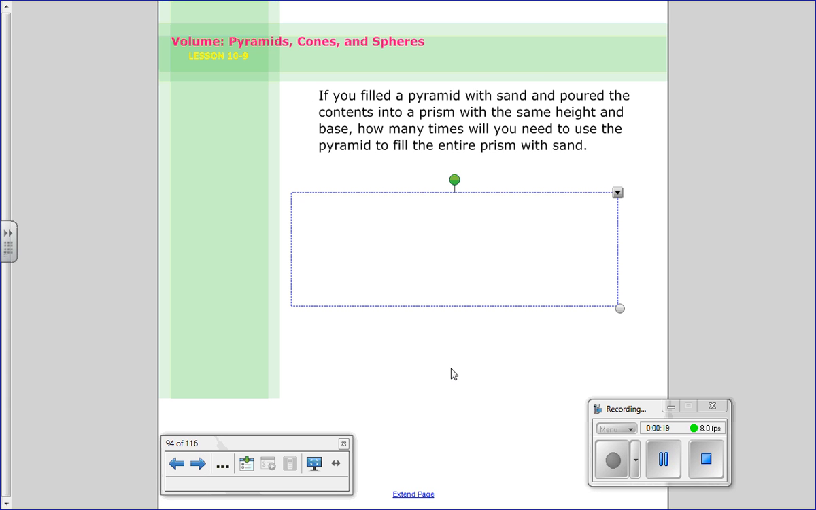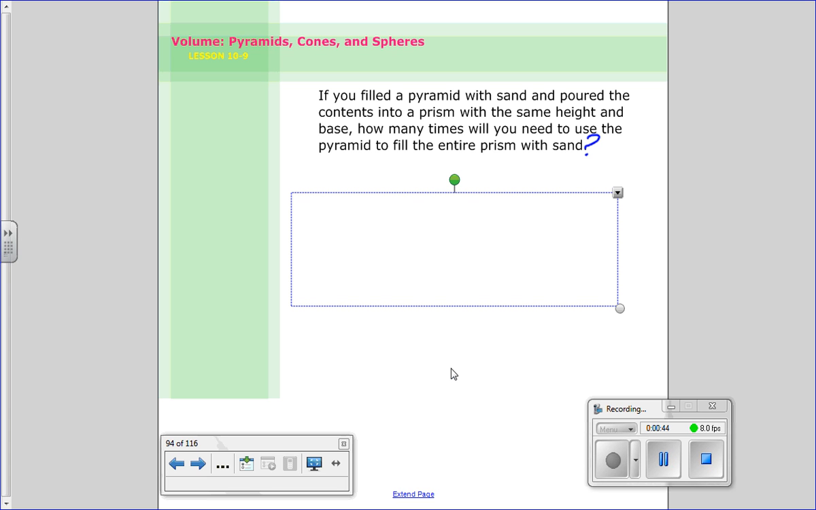So, here's the question for you. If you filled a pyramid, so again, just four faces and then a base, with sand, and then poured the contents into a prism, like a rectangular one, that has the same height and the same base, how many times would you need to use a pyramid to fill the entire prism with sand? That is the question here.